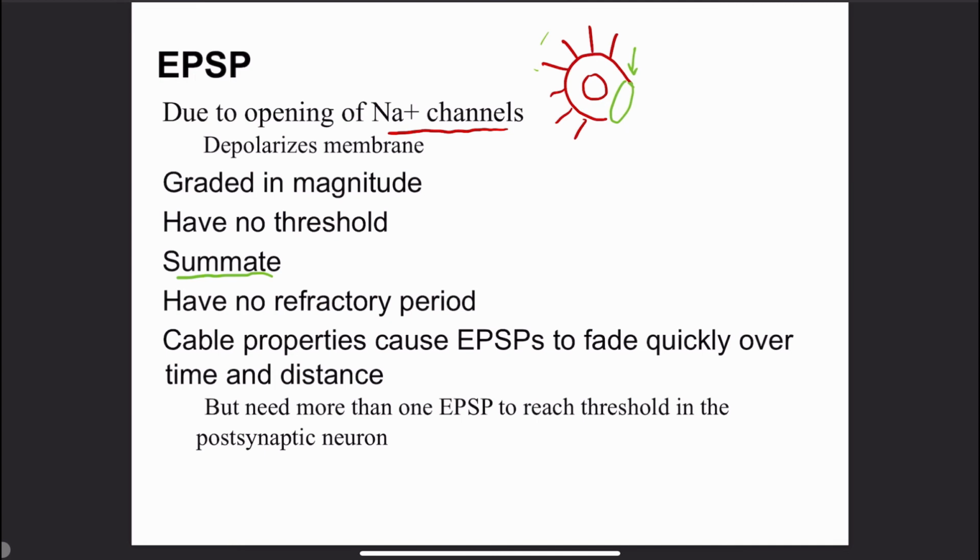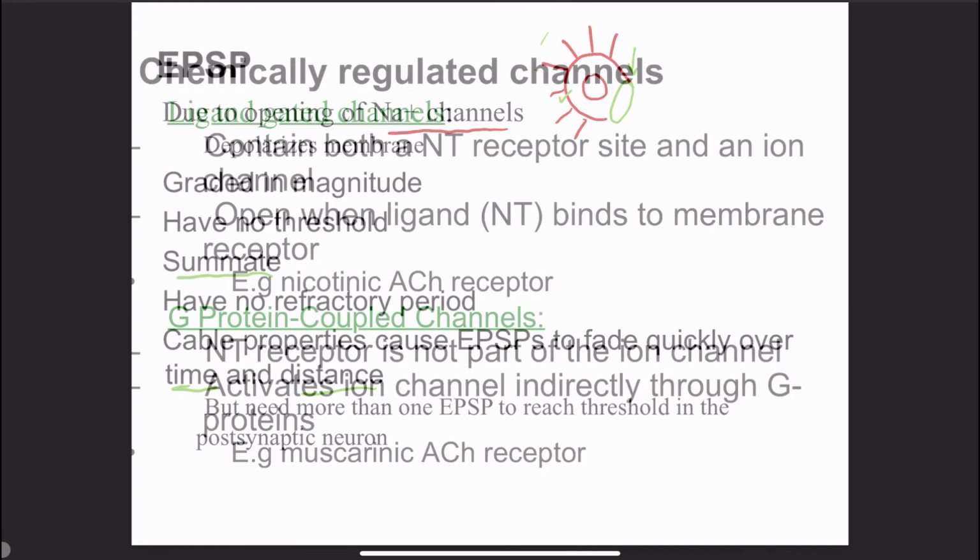Cable properties: this can cause our EPSPs to fade over time and distance as well because we have leakage of positive ions. So again, that is why we need more than one EPSP to reach threshold, and we need them to work closely in time and in space.